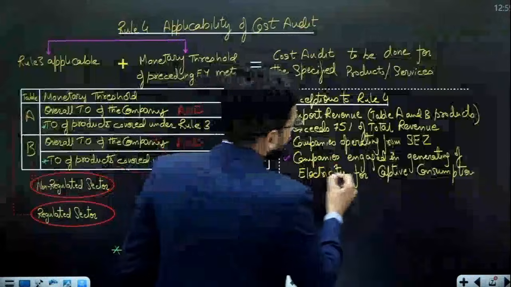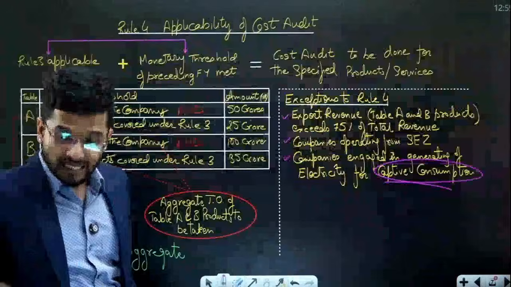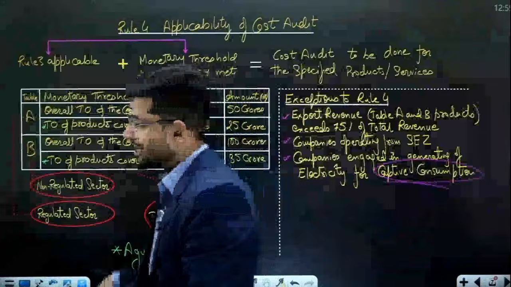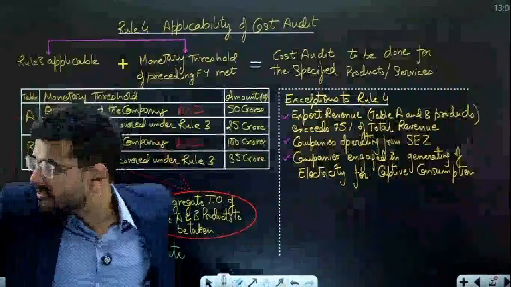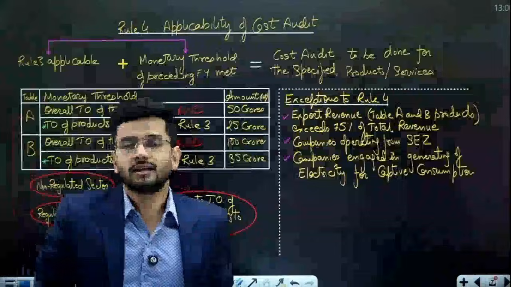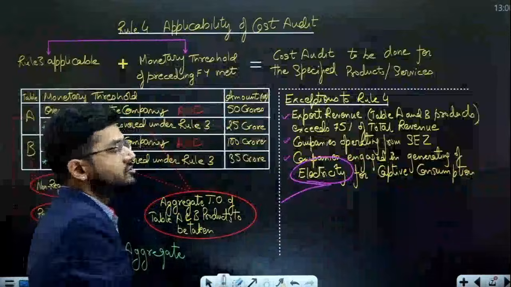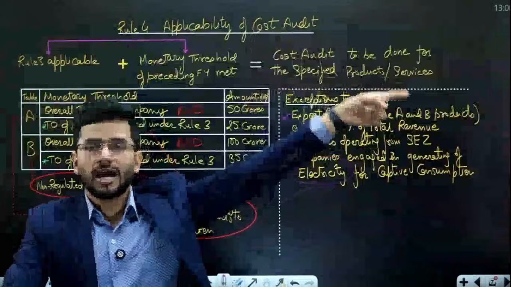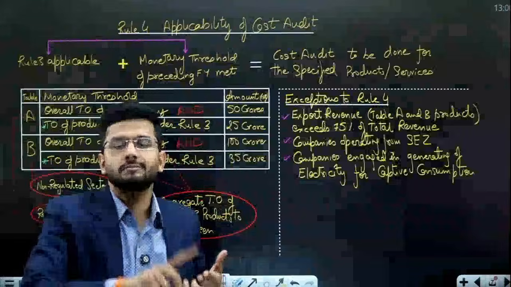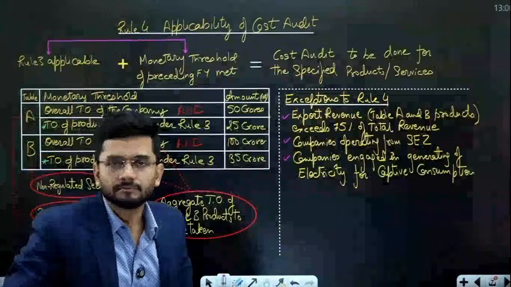Okay. And the last one is companies engaged in generation of electricity for captive consumption. Many companies have their own electricity plant where they generate their own electricity and use it in their own business. So they captively consume electricity. All the electricity comes in the category A table: generation, transmission, distribution, supply of electricity. Electricity is covered under table A, category A.